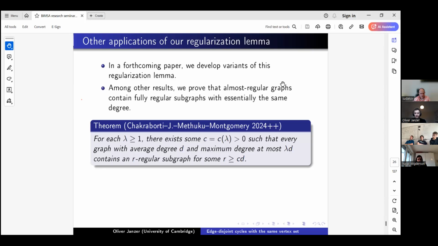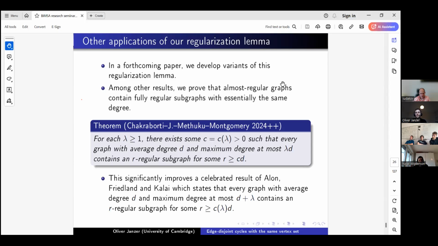So if you start with this, say, almost regular graph, you can find in it a fully regular subgraph with essentially the same degree. And the formal statement is here. If your degrees are between d and lambda d, then you can find in your graph an r-regular subgraph with r of the same order as your original degree.